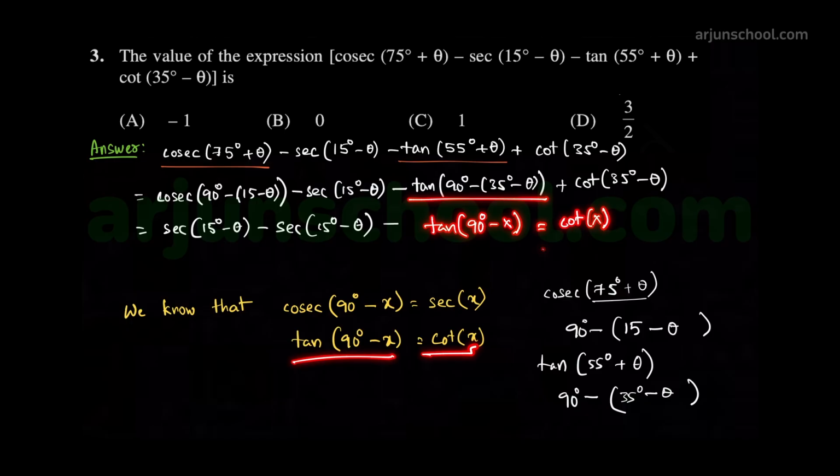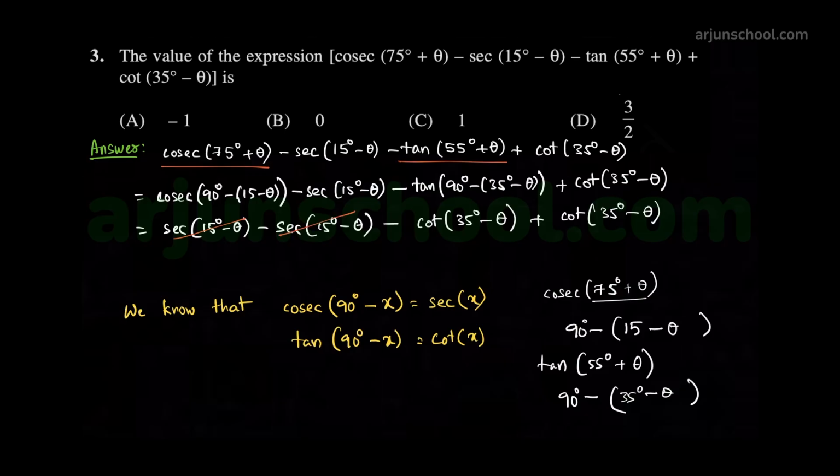And what is x here? 35 degrees minus theta. Therefore, we can write it as cot of 35 degrees minus theta plus, we already have cot of 35 degrees minus theta. First and second terms we can cancel them because magnitude is same but signs are different, plus and minus. Similarly, third and fourth terms, that is equal to 0.